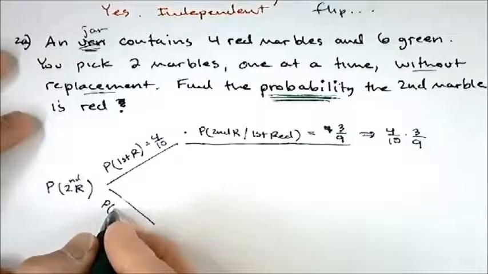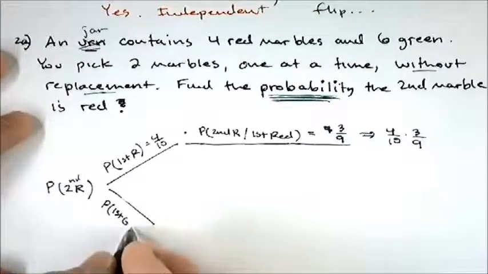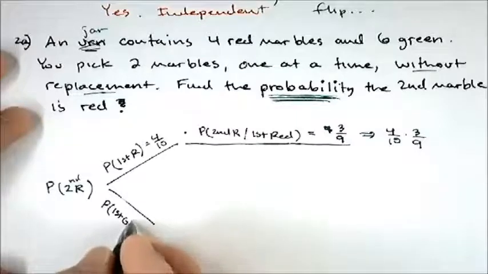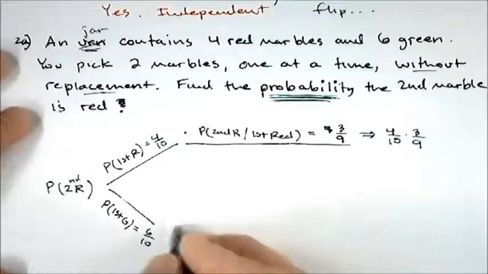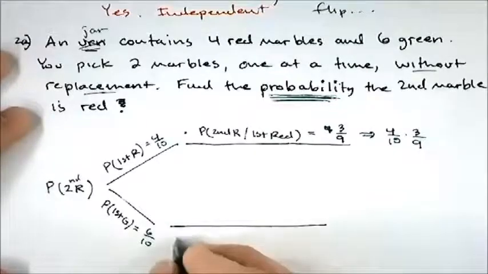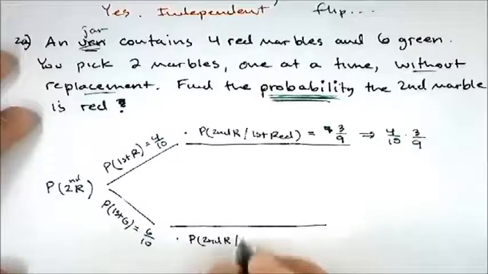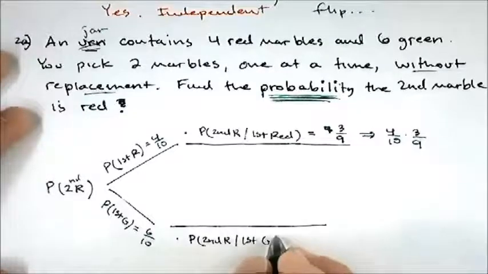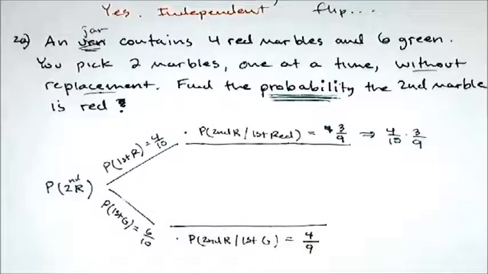But we could also have the first not being red. I'm just going to put the first green, which is not red, which is, how many were there? There's 6 out of 10, times the probability that my second was red, given that the first was green. So now I still have all 4 of my red marbles, but again, I took a marble, so I'd only have 9 left.